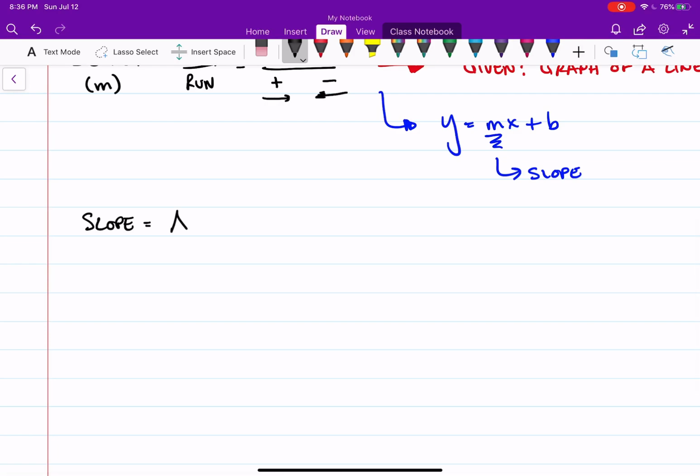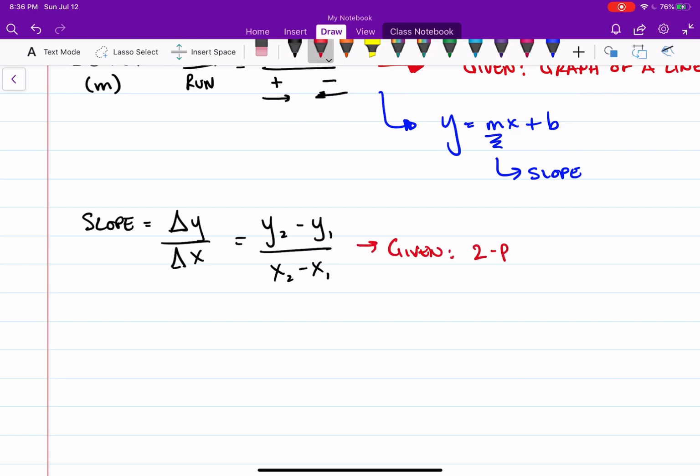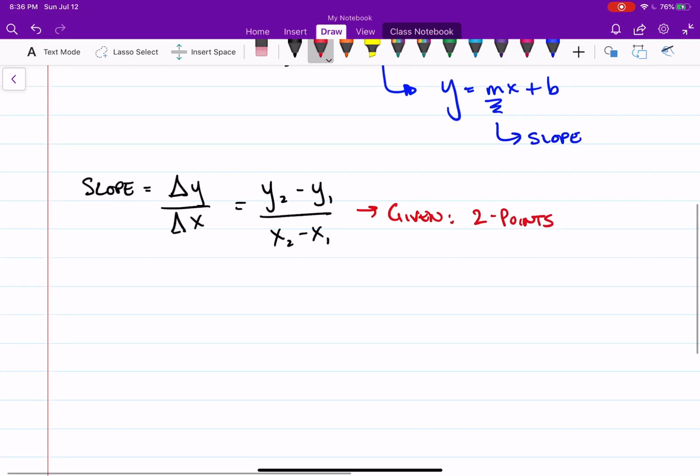Slope is equal to the change in y over the change in x, meaning it'd be y2 minus y1 over x2 minus x1. So we would use this if we were given 2 points. Those 2 points would be x1, y1, and x2, y2. Okay, those are my 2 different points here, and that's what I would plug in to figure out which one it is.